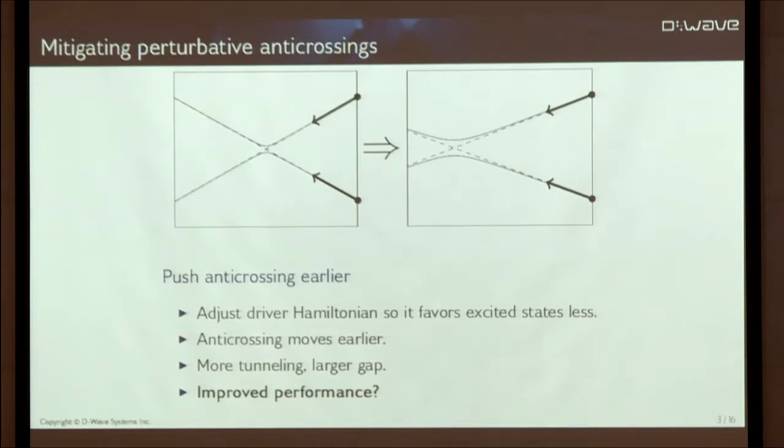So what we're going to do is we're going to kind of tilt these angles away from each other, and we're going to move the anticrossing earlier. You'll see that we don't actually move it earlier, but we do make the gap bigger. So we move it into a regime where there's more tunneling, we have a larger gap, and hopefully improved performance by whatever metric you like, whether it's sampling performance or ground state probability.